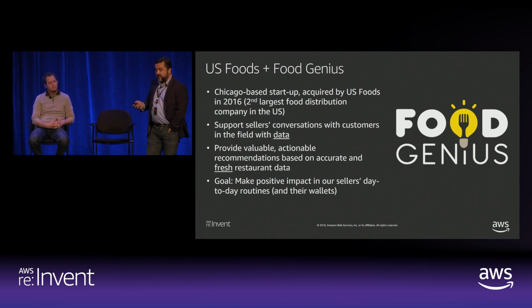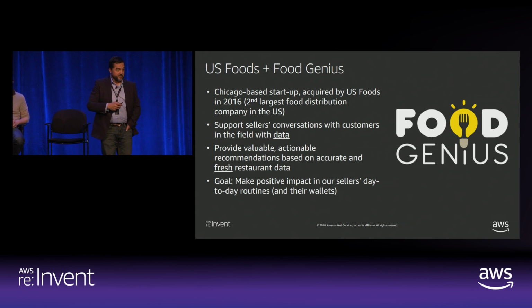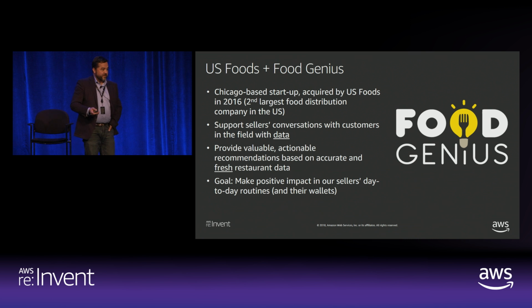These are the types of questions that we can ask the Turkers to verify for us out in the field. And at the end of the day, what we're doing with all of this data is trying to provide really fresh, accurate data to our sellers out in the field. Our sellers are selling food to restaurants. So if you've eaten at any restaurants or casinos here, you've probably eaten at a US Foods customer.